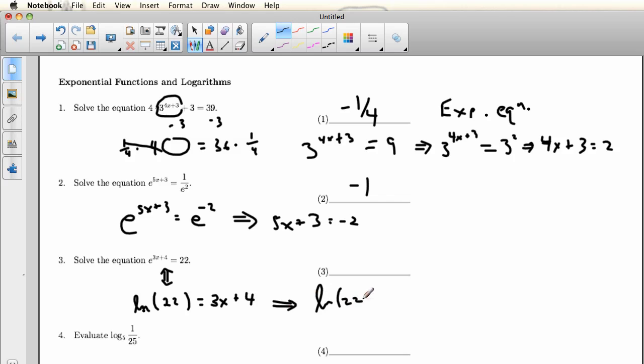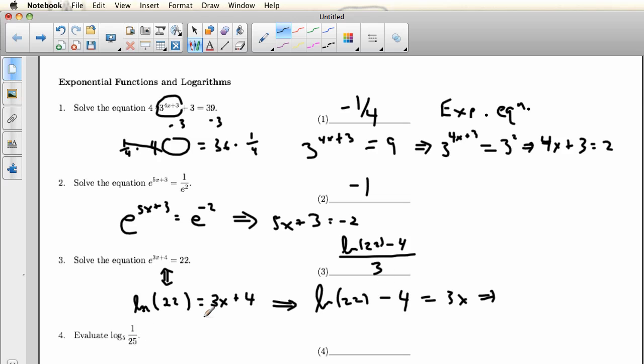Just leave this alone. And then divide both sides by 3. And so my final answer here will be natural log of 22 minus 4, all divided by 3. So that's the exact answer. If you put it in your calculator, you can get that to 6 or 7 decimal places, but really the exact answer is the best answer.